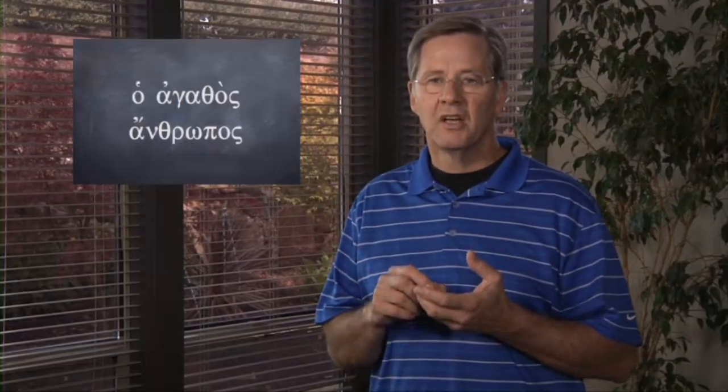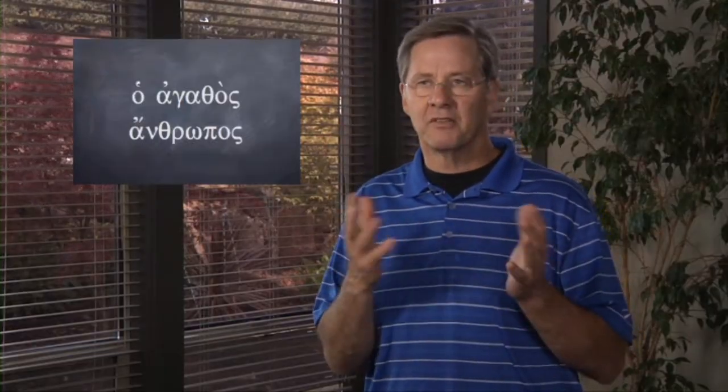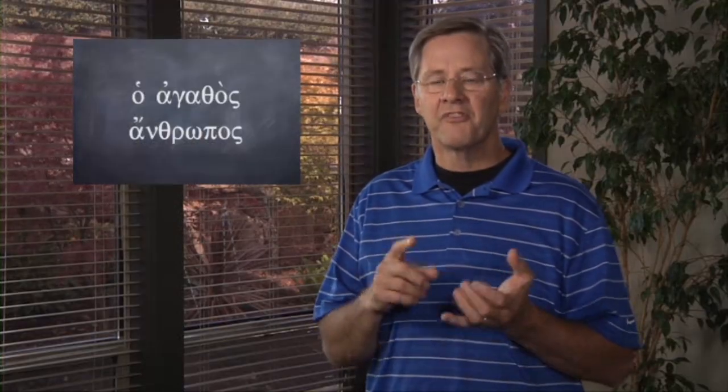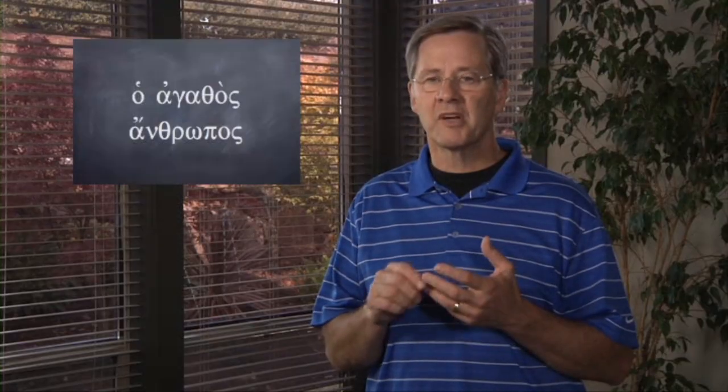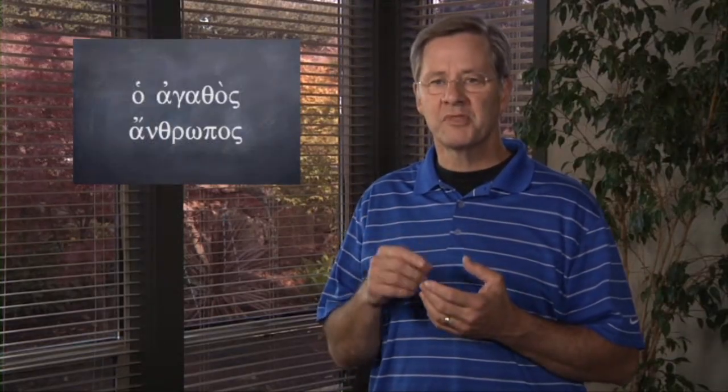Now, there actually are basically two positions for the attributive adjective. The first attributive position is this: article, adjective, noun. Or I'd really prefer you to learn it as article, modifier, noun, because what we're going to find later on is that there are other things that can modify nouns. So just get into your head: the first attributive position is article, modifier, noun. Ho agathos anthropos, the good man.